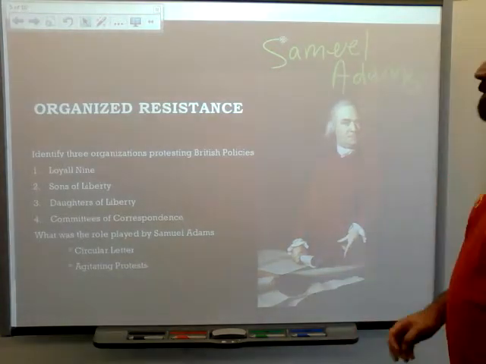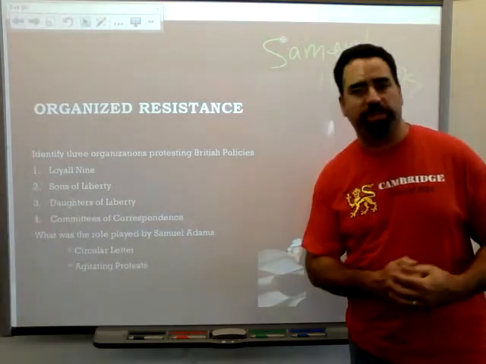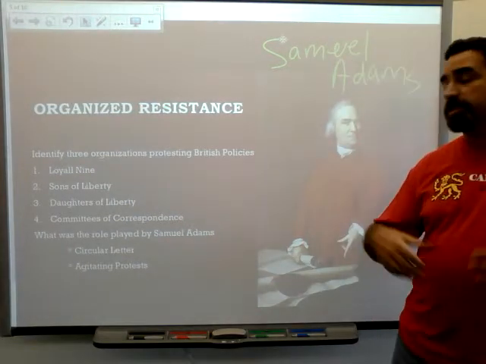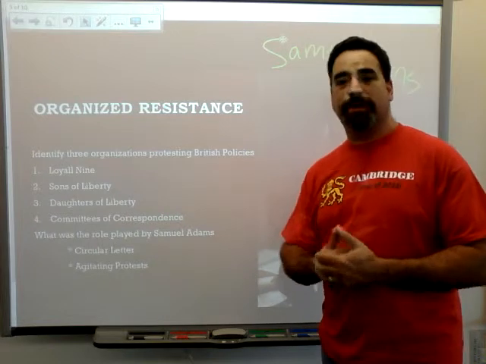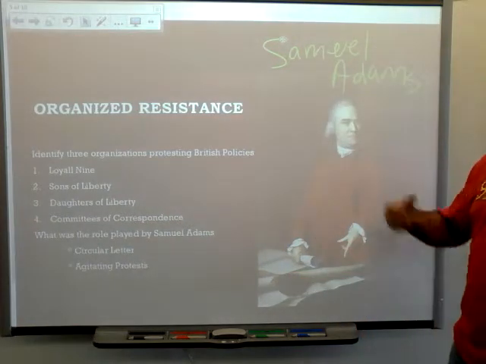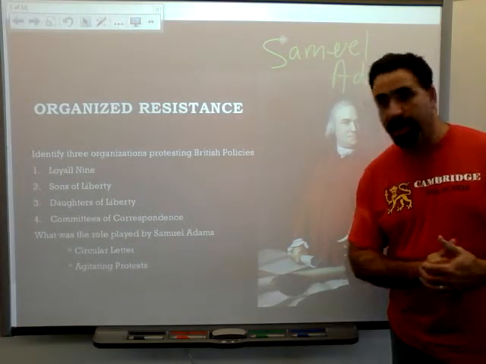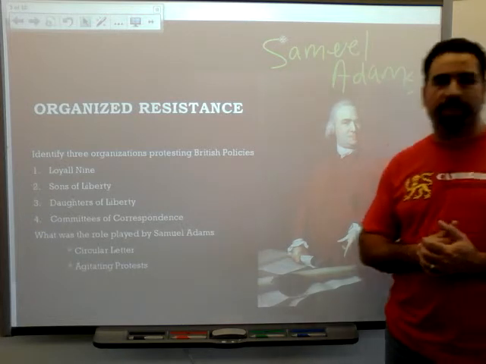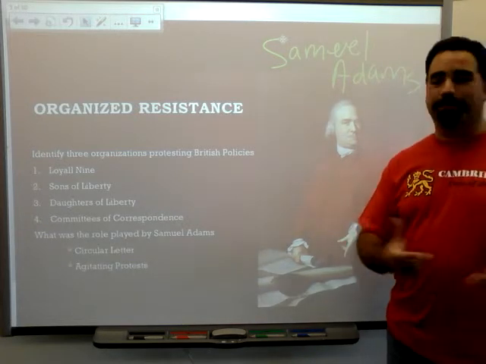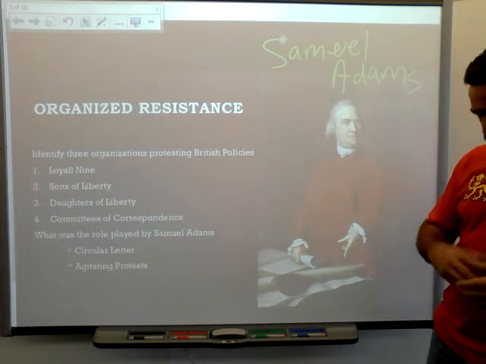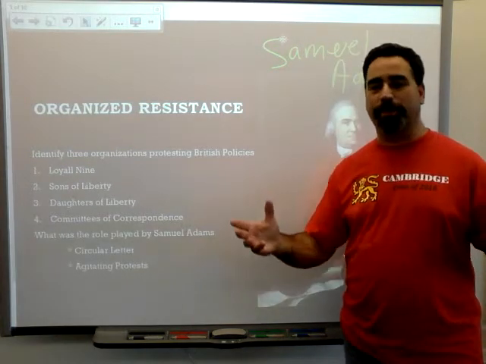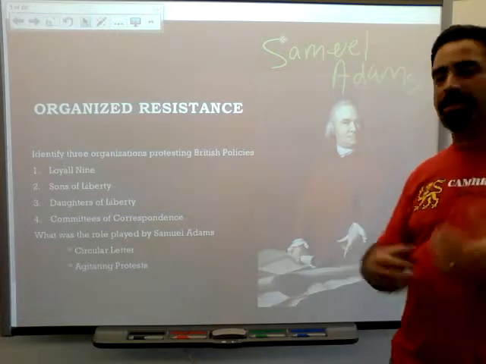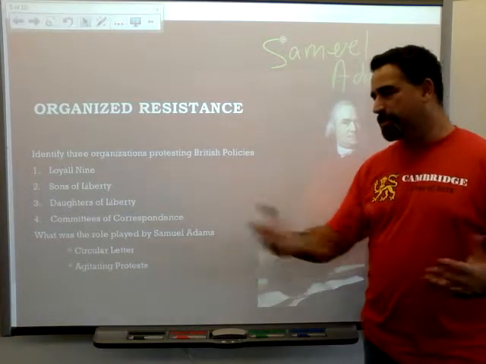Anyway, some of these organizations were, for instance, the Loyal Nine. Probably the most famous of these resistance organizations was the Sons of Liberty. There was also a Daughters of Liberty, a female version of the Sons of Liberty. The Sons of Liberty were famous for erecting liberty poles throughout the colonies to show their resistance to these British taxes.